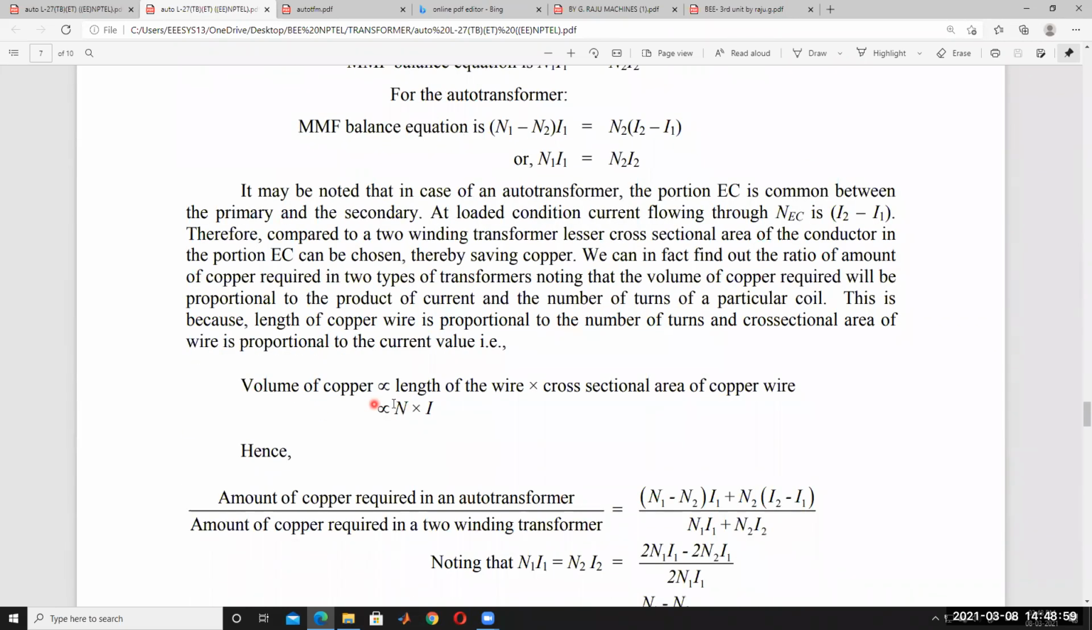The volume of copper in an auto transformer is proportional to the length of the wire, which depends upon the number of turns. The more turns, the longer the wire. So N is proportional to the length of the wire, and the current is proportional to the cross sectional area of the copper wire.